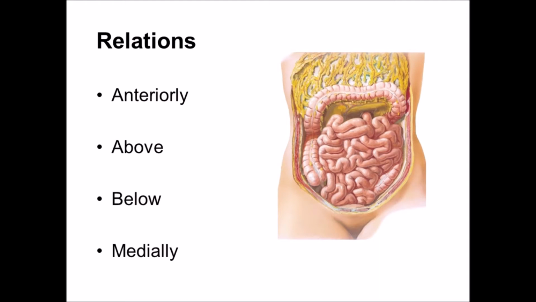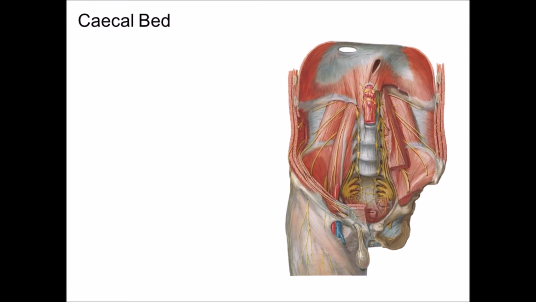Medially, it is related to terminal part of ileum which ends at ileocecal junction, and it is related to the coils of small intestine. The structures which are related posteriorly, they form a cecal bed. The structures which participate in the formation of cecal bed are iliopsoas muscles, which are formed by psoas major muscle and iliacus muscle. Both the muscles are covered by fascia iliaca.